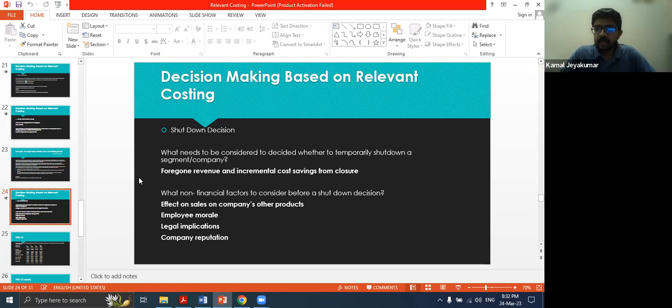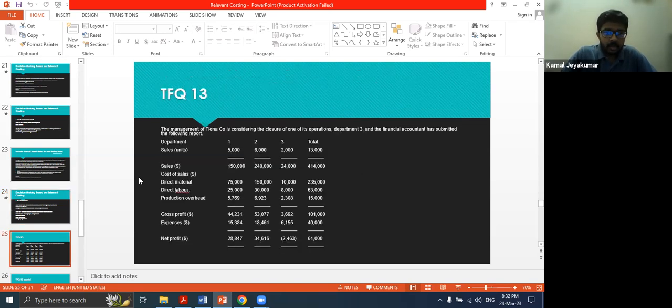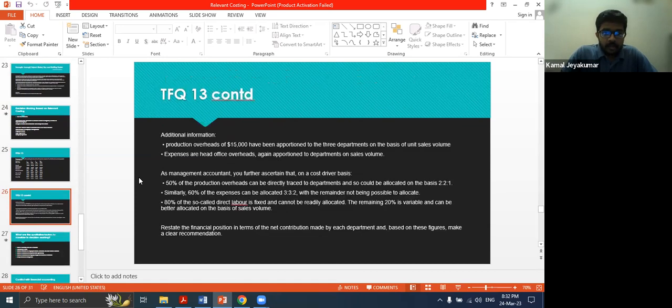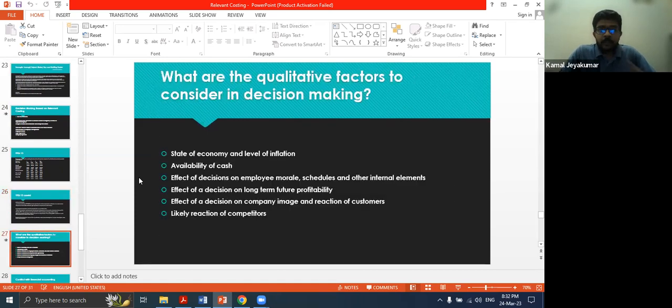If you close a department and fire employees, then the remaining employees may also be fearful of being laid off in the future, right? There may be legal implications, and there may be reputational effects. You may have to consider those. But from a financial perspective, relevant costing is how you decide whether to shut down a department or not, right? Then we did these questions.